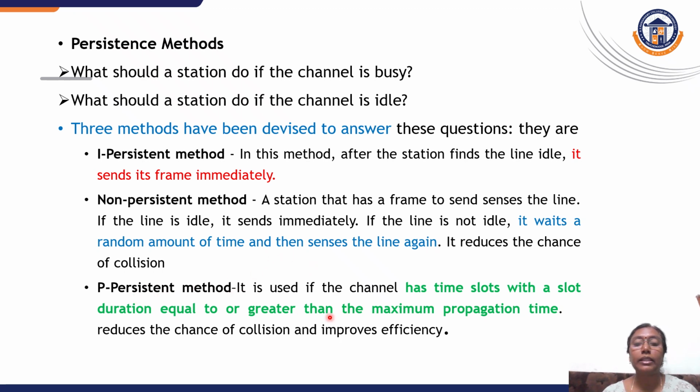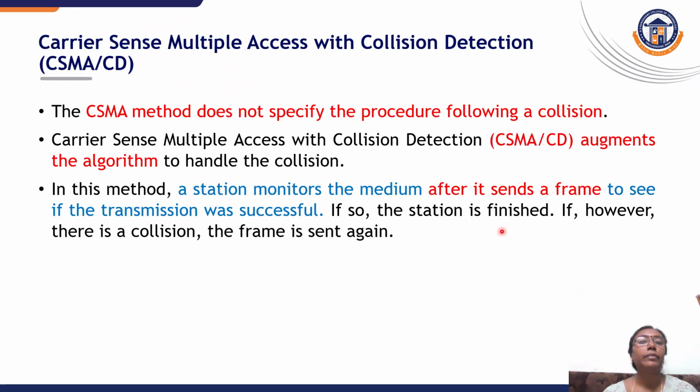In the p-persistent method, the entire channel is divided into time slots, where each slot is equal to or greater than the maximum propagation time, so that it further reduces the chance of collision and improves the efficiency. Carrier sense multiple access with collision detection.